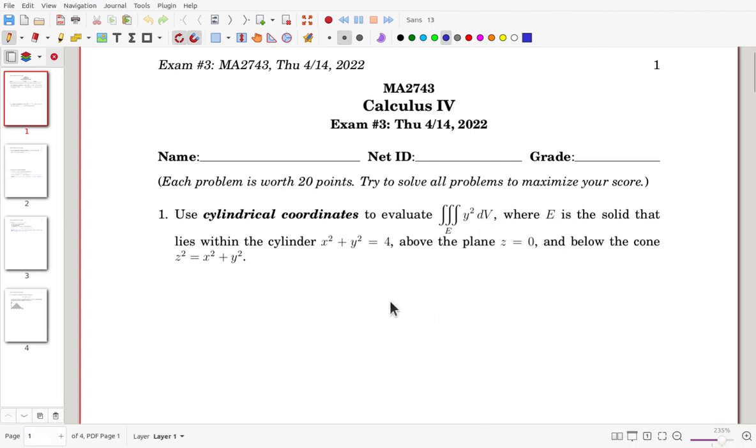Number 1, use cylindrical coordinates to evaluate the triple integral over E of y squared dV, where E is the solid that lies within the cylinder above the plane z equals 0, which is the xy plane, and below the cone.